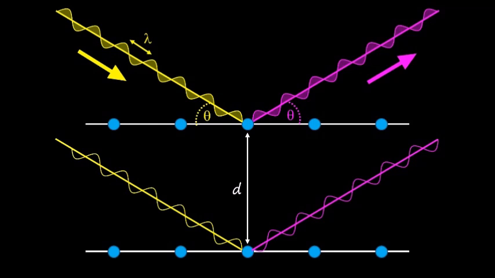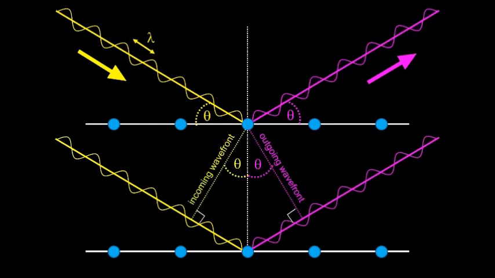Incoming X-ray beams of wavelength lambda, shown in yellow color, impinge upon a crystal at an angle of incidence theta. They are subsequently reflected from the atoms with the same angle theta. The emerging beams are shown in fuchsia color. The direction of the normal to the planes is denoted by a white dotted line, whereas incoming and outgoing wavefronts are illustrated in this diagram with respect to the normal.